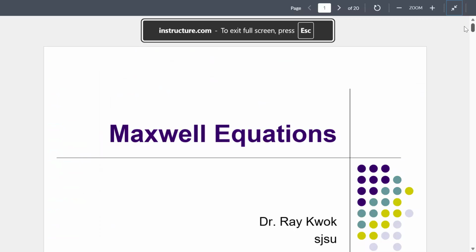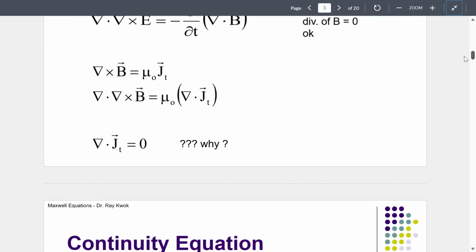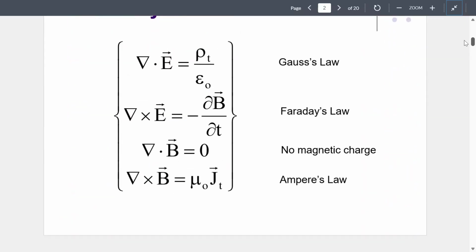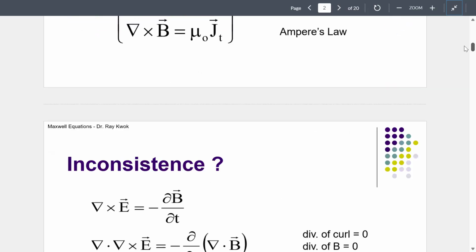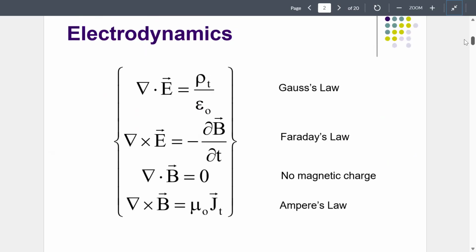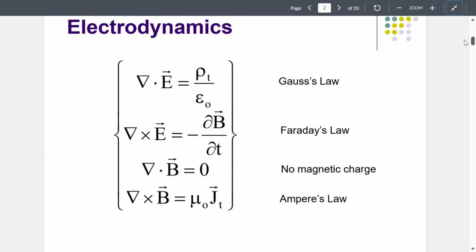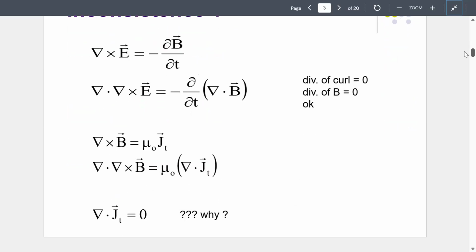Remember, we have these four equations we call the dynamic equations: Gauss's law, Faraday's law, no magnetic charge, Ampere's law. When Maxwell looked at these four equations at a time, he realized these four equations are not consistent. What do we mean by that?